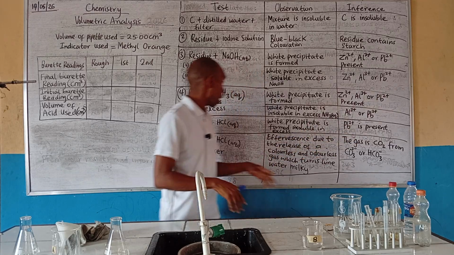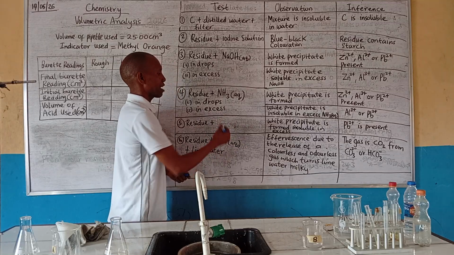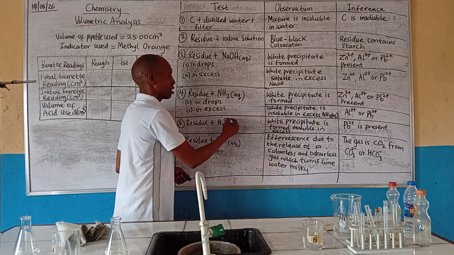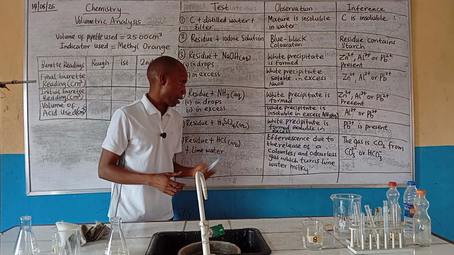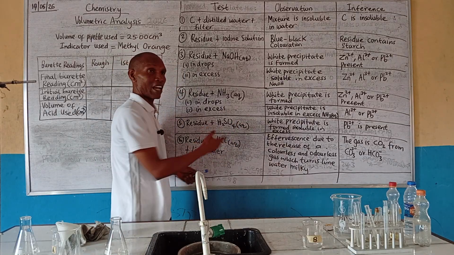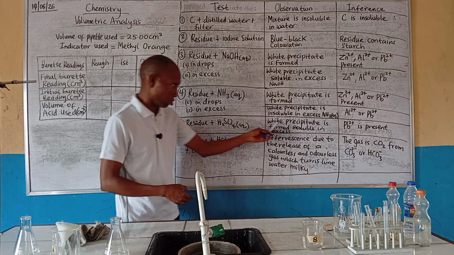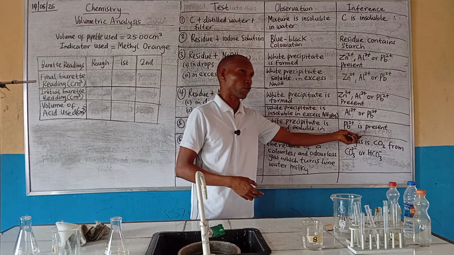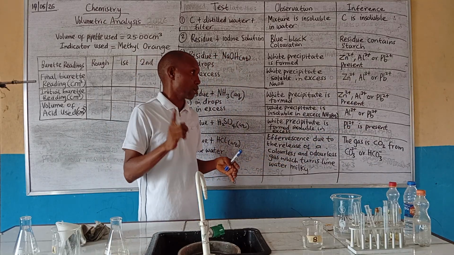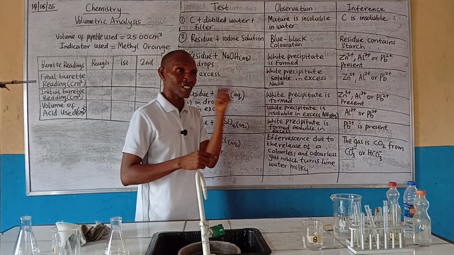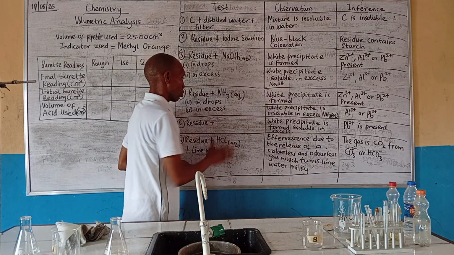Lead has been confirmed. But in place of HCl, you can still be asked to add drops and excess aqueous tetraoxosulphate 6 acid, that is H2SO4. H2SO4 can be used in place of HCl. It will also give the same result and you have the same inference. Don't forget, only lead 2 ion can give a white precipitate which is insoluble in excess HCl or H2SO4.